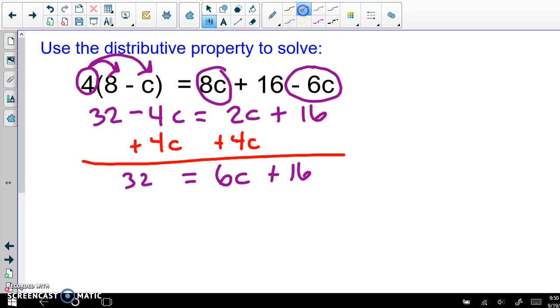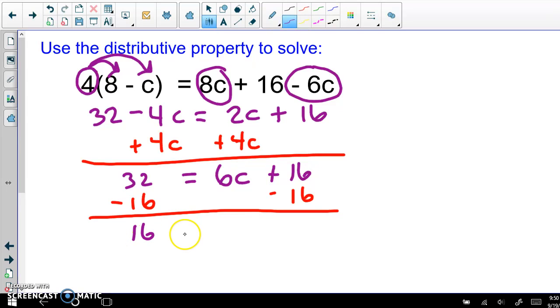So now I'm going to get my constants together. Since my c terms are on the right side, I'm going to move my constants to the left, and I'm going to use inverse operations. So I'm going to subtract 16 from both sides. On the left side, 32 minus 16 equals 16. And on the right, a positive 16 and a negative 16 cancel, so all I'm left with is 6c.